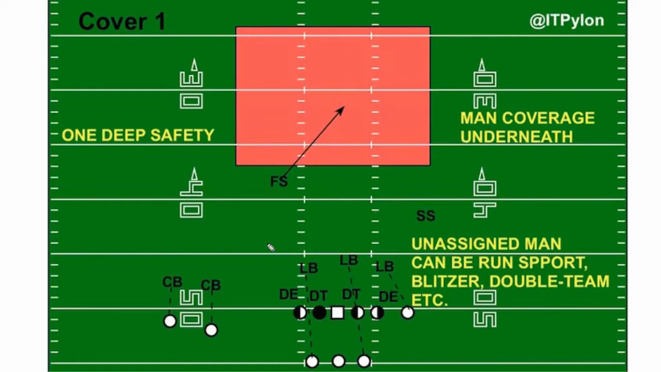Now, man coverage is a little bit different, in that you can stare down routes, especially underneath routes, because those people aren't looking at you, they're looking at their receivers. But if you're trying to throw a seam or a deep ball or a post, anything towards the middle of the field, you have to look this player off and control them with your eyes playing quarterback.